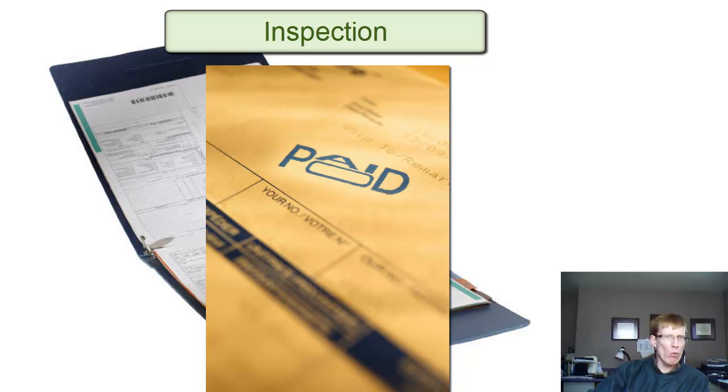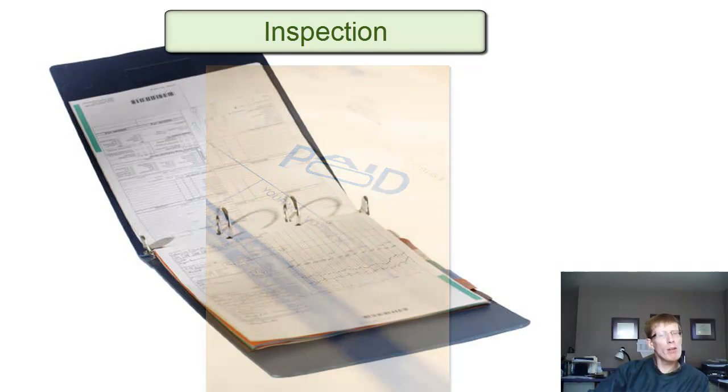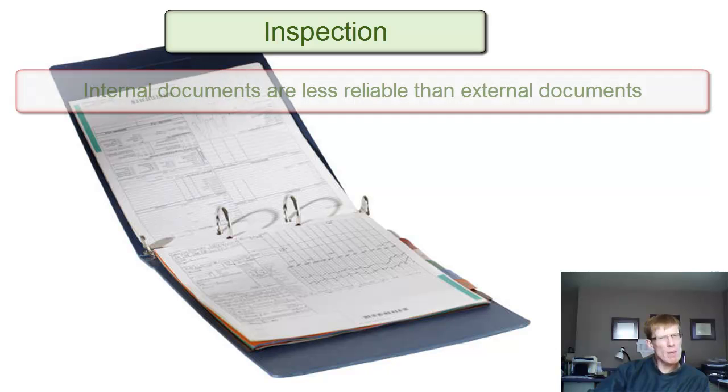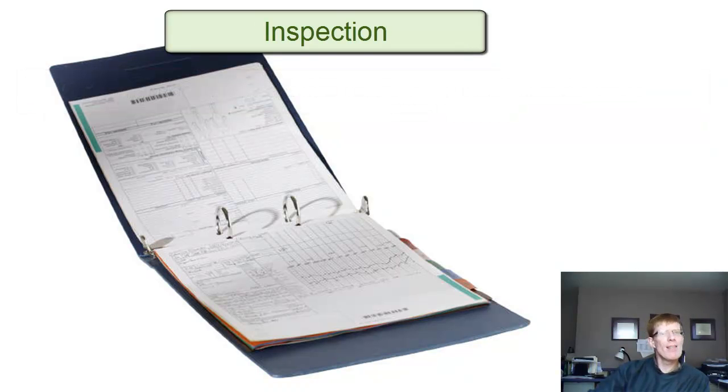Inspection is a wonderful way of getting at the existence assertion, but note that it may do nothing to cover off the rights and obligations. So you get the idea. A couple more points when it comes to inspection and evidence. First, keep in mind that internal documents are less reliable than external documents. Also note, there is a concept of direction of testing, which is important for you to understand.